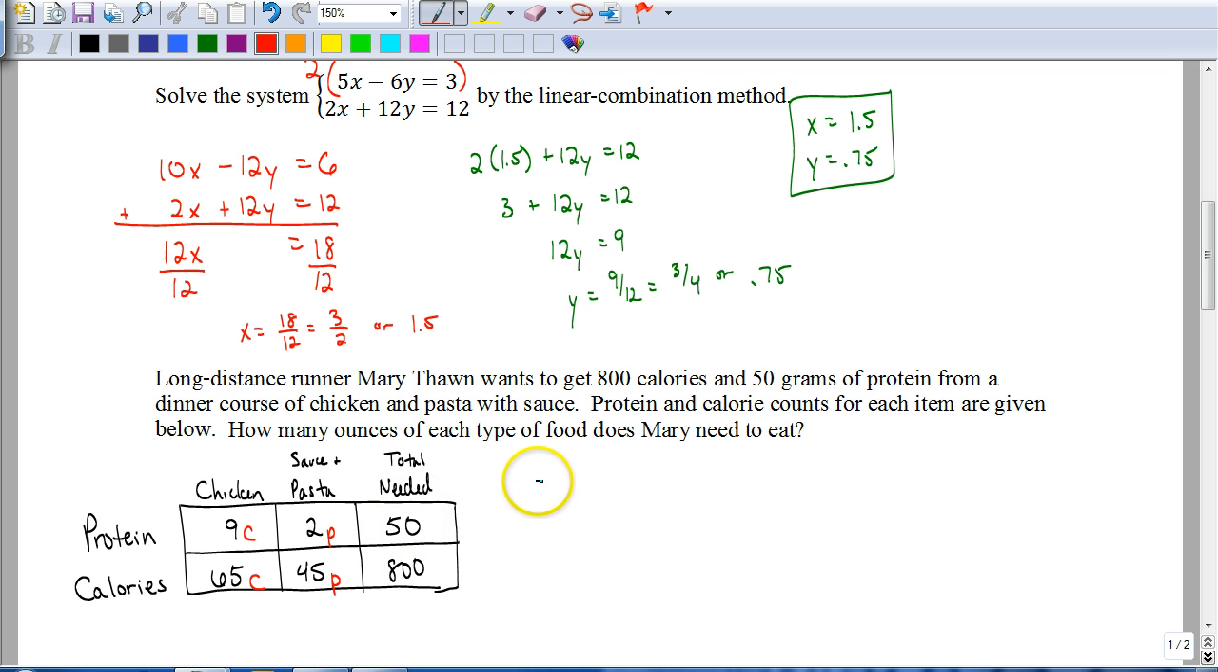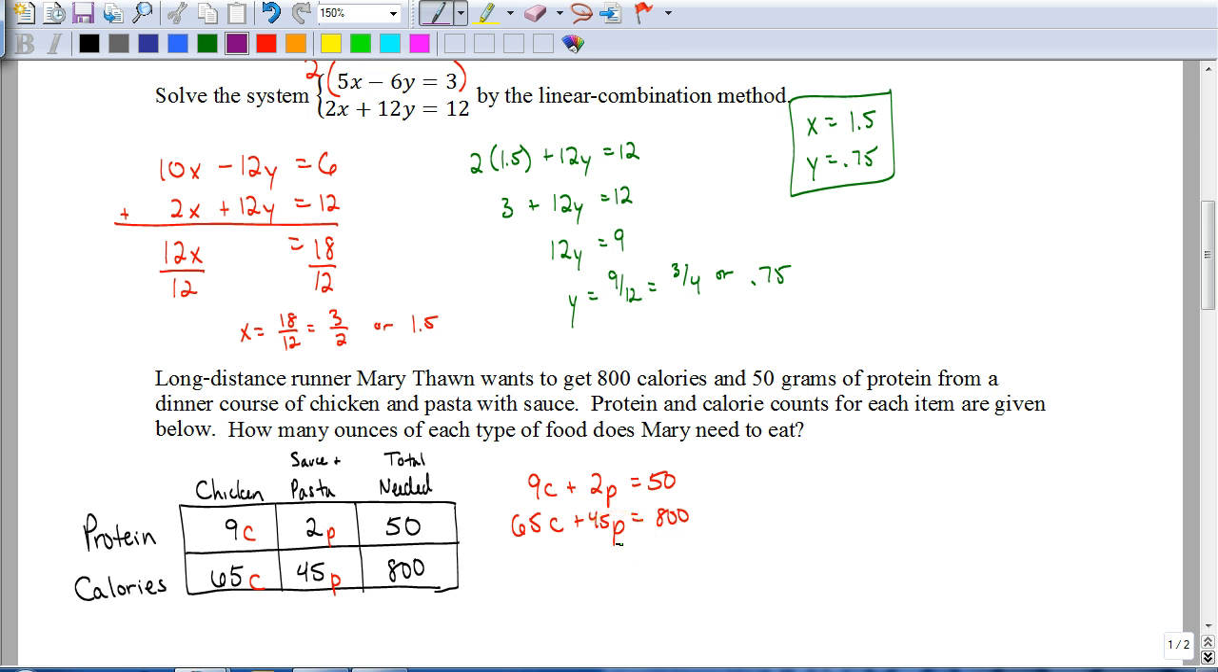So my equation would be 9C plus 2P equals 50. My other equation is going to be 65C plus 45P equals 800. Now notice with this one, there's no way I can multiply just one equation by an integer to be able to cancel out one of the variables here.